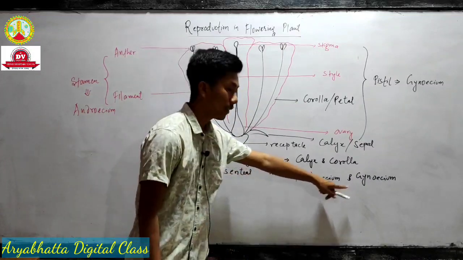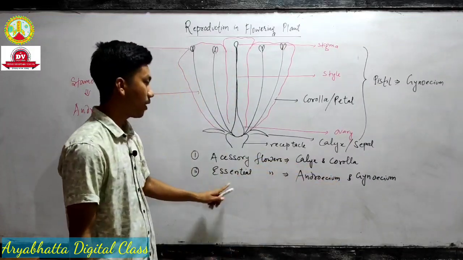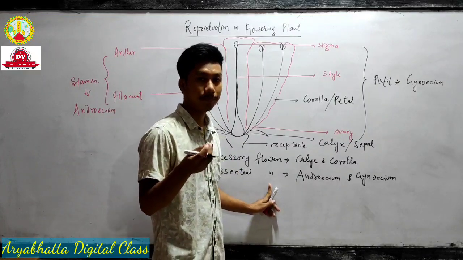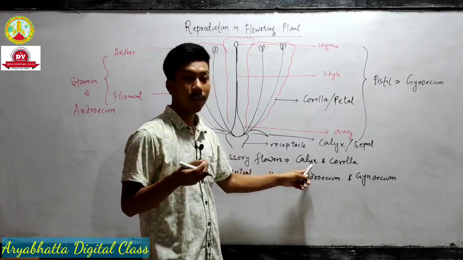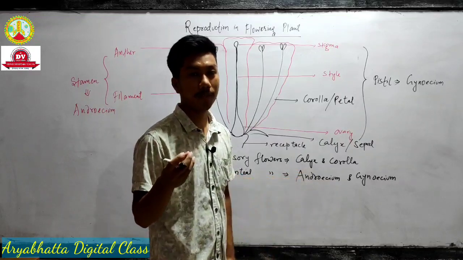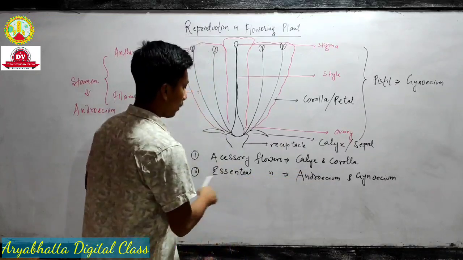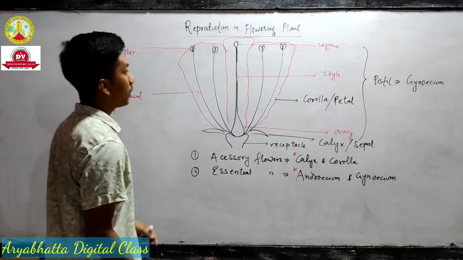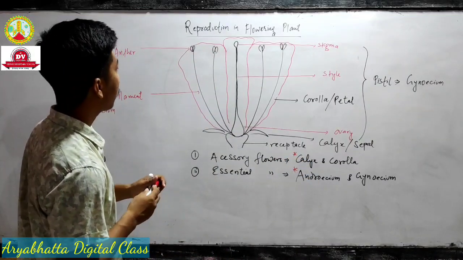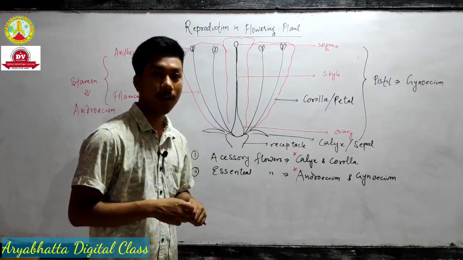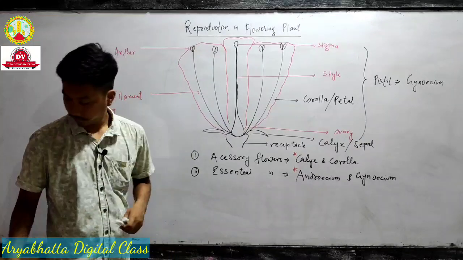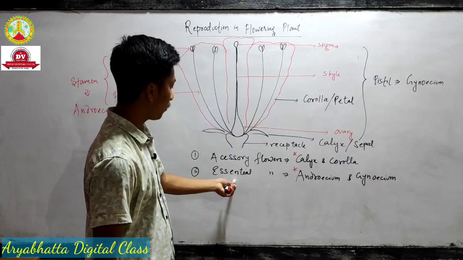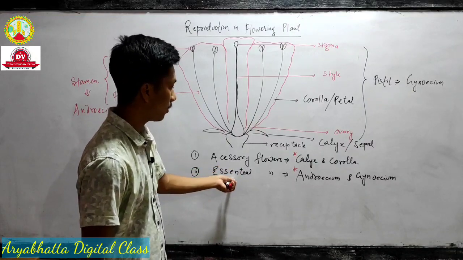So androecium and gynoecium are considered essential. Essential means they take part in the reproduction process. Accessory means they help in giving protection to the male and female reproductive structures. So remember those names. This is a typical structure of an angiospermic flower. And remember those 2 names, accessory and essential flower.